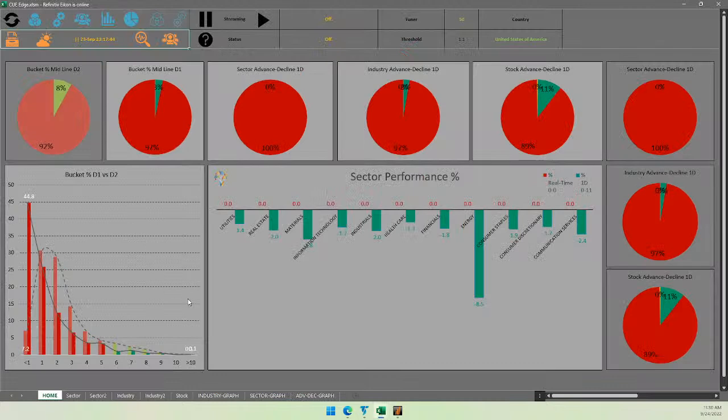If we look at the bucket analysis, that is distribution of stocks across their Bollinger Bands, then also we see it is oversold. The lowest bucket, that is below lower Bollinger Band, shows oversold condition when the percentage hits 30 to 40%. Now it is 44.8%, let's say 45%. So it's very oversold.